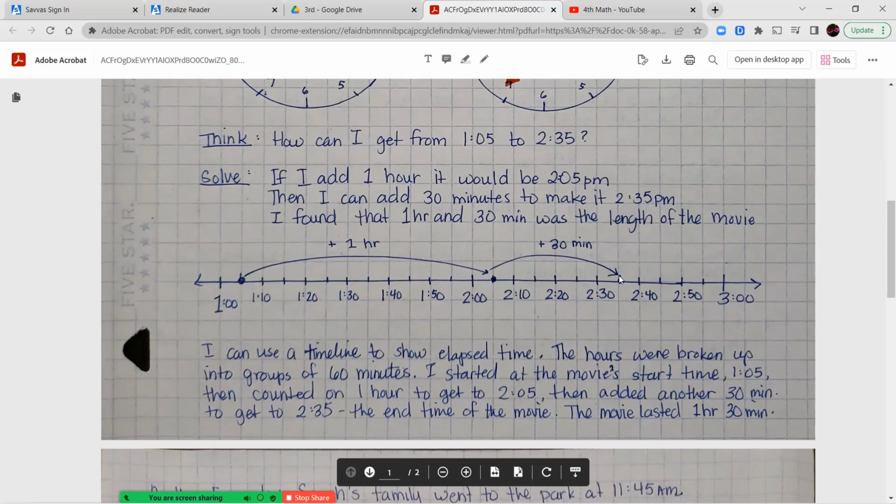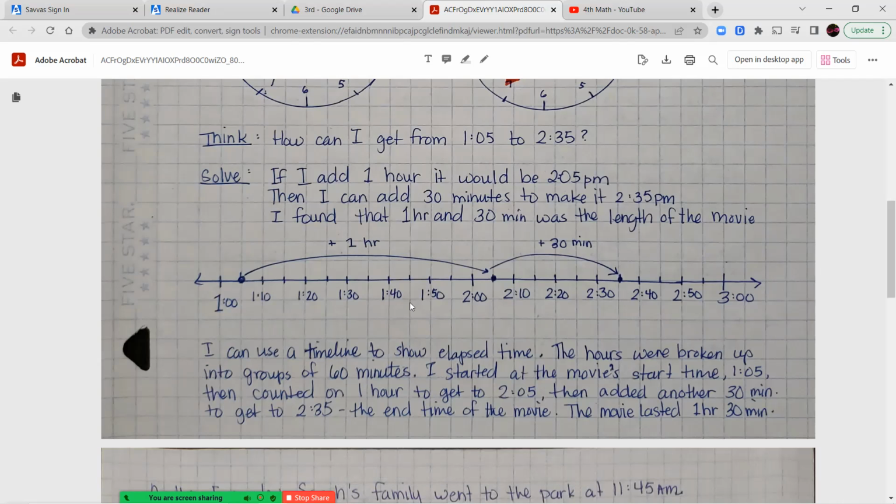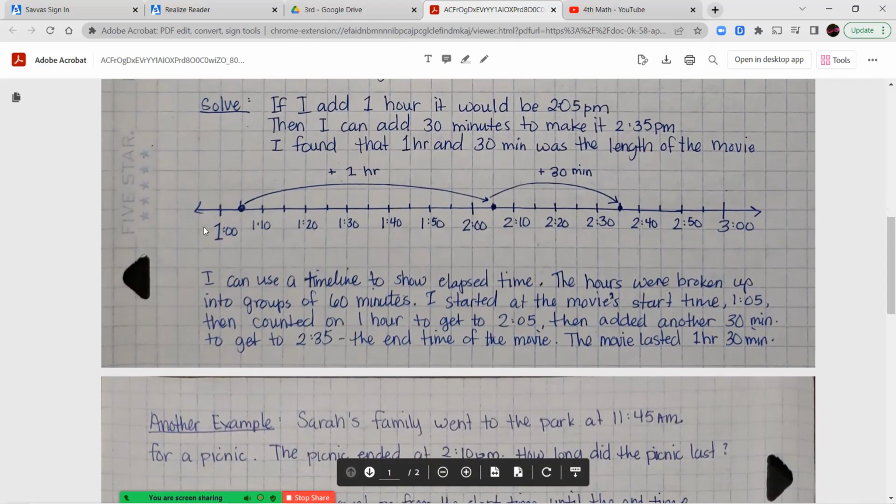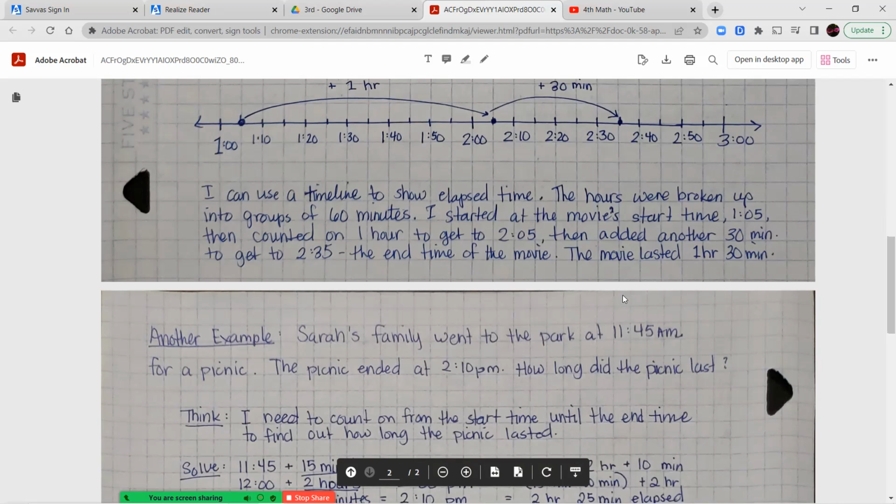2:05 to get to 2:35, I would have to add 30 minutes. So I can use this number line to show the elapsed time. The hours were broken up into groups of 60 minutes, and I started the movie start time at 1:05. And then I counted on 1 hour to get to 2:05, and then another 30 minutes to get to 2:35. So I know that I have a total of 1 hour and 30 minutes of elapsed time from the movie's start until the movie's end.